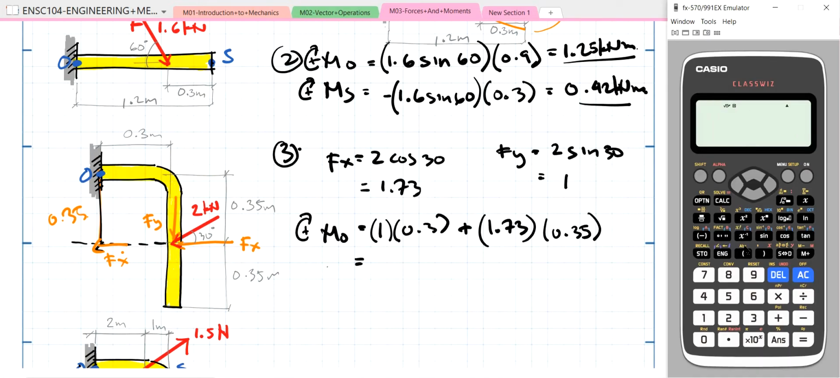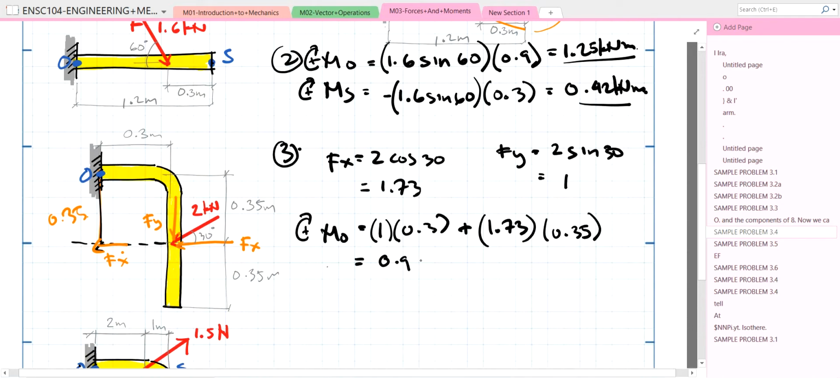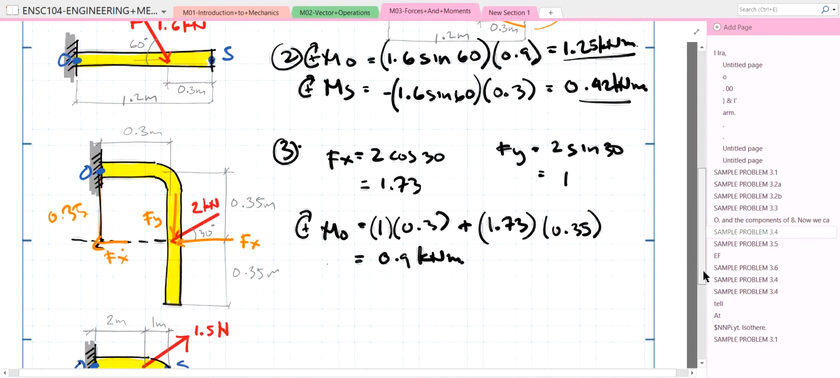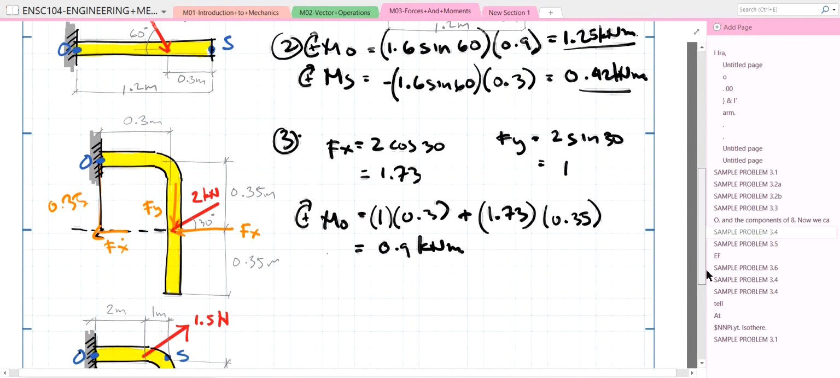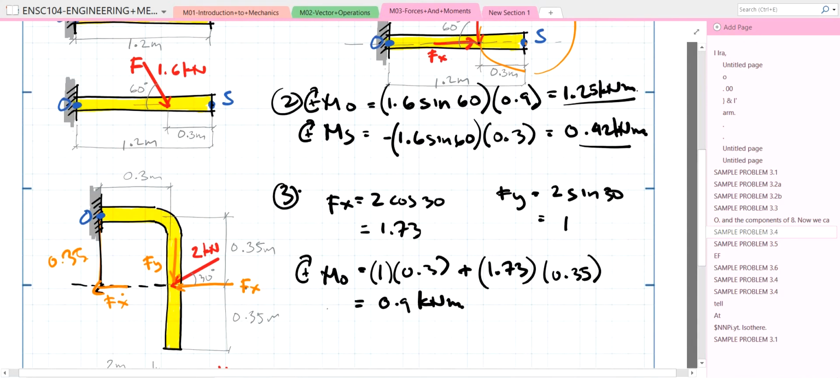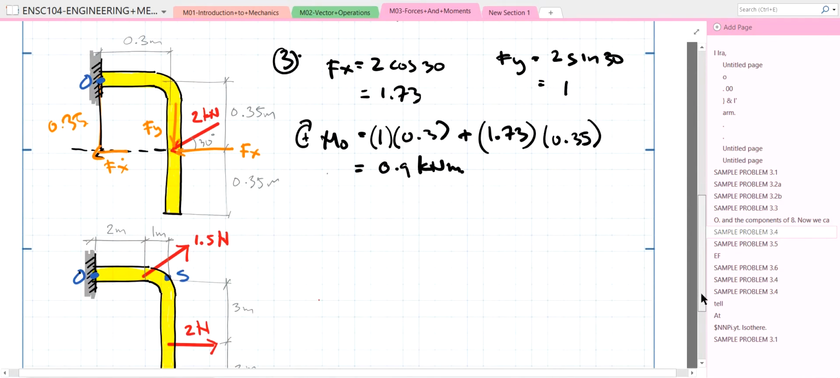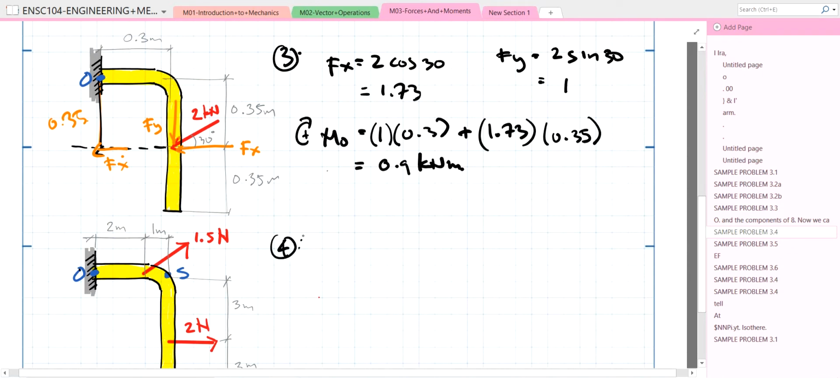So therefore, this is 1 times 0.3 plus 1.73 times 0.35. And this is 0.9 kilonewton meter. All right, so you would see that all the components produce a moment because they have a perpendicular distance. All right, so the last one is this.